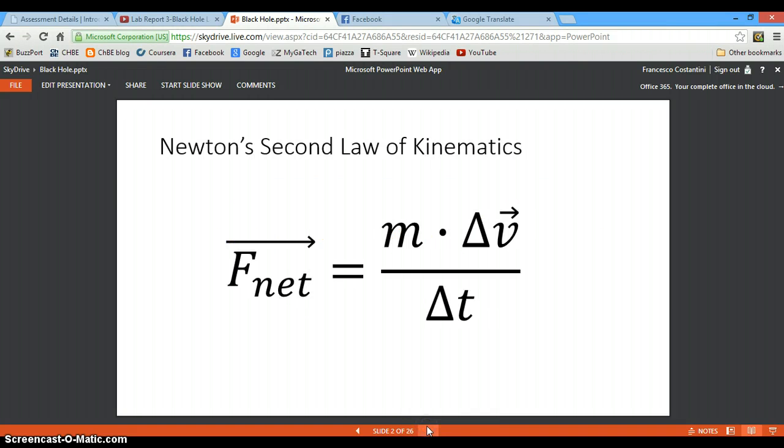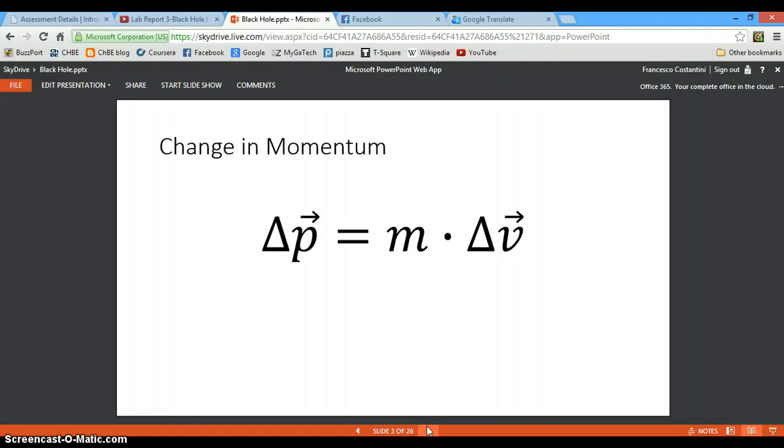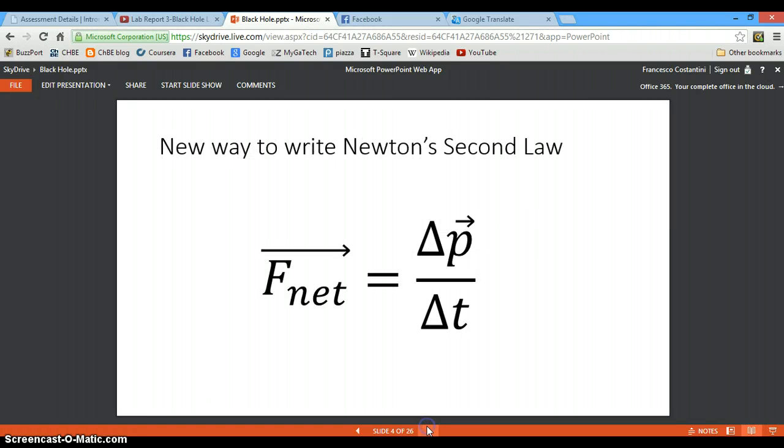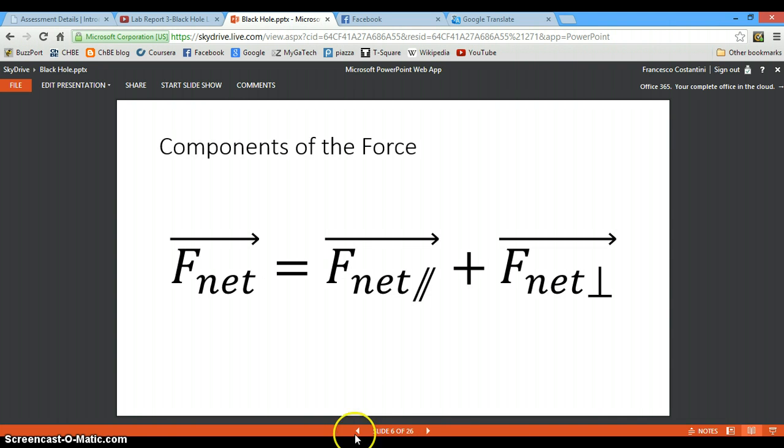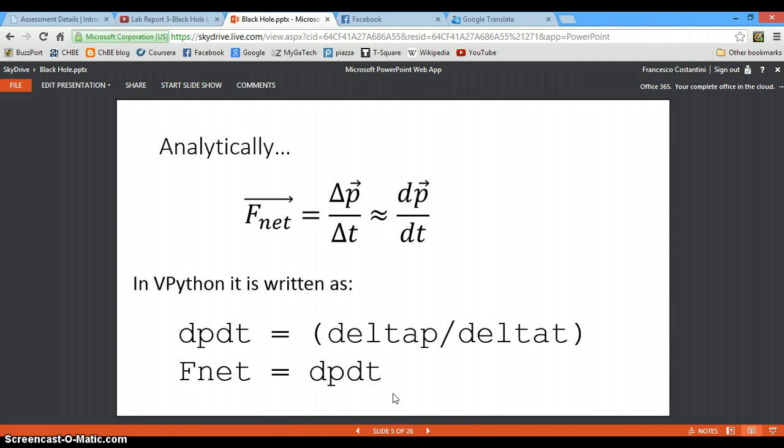In order to determine the net force acting on the star due to the black hole, Newton's second law of kinematics will be applied, but written as the following. Since delta P is equal to mass times delta V, I can write the force as delta P divided by delta T. As delta T grows smaller, I can write delta P over delta T as dP/dt. And this will be translated in VPython. Delta P comes from the velocities calculated from the positions listed on the CSV file given. This is written as the following in VPython.